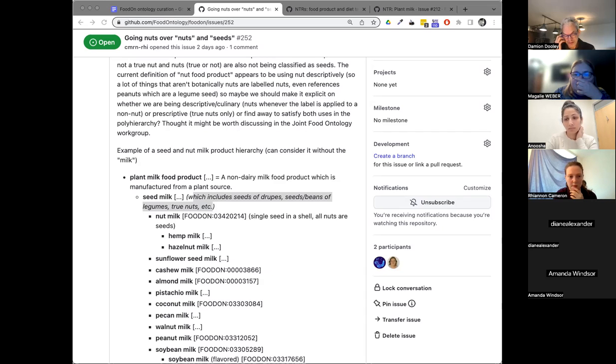Or we do something a little awkward, which is to define the not-true nuts, if there really is a dichotomy between the two. I mean, would it be weird to have a category called culinary nut food products? Like to put culinary in a label like that? No, I'm totally into that, because that to me would fit that class, and I think people could see that and know the difference. Okay. Yeah. Let's do it.